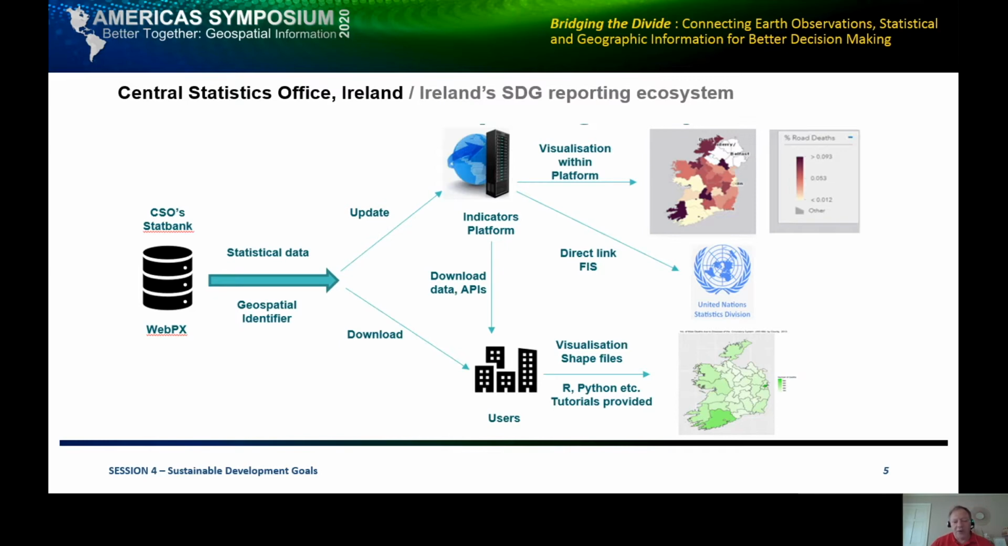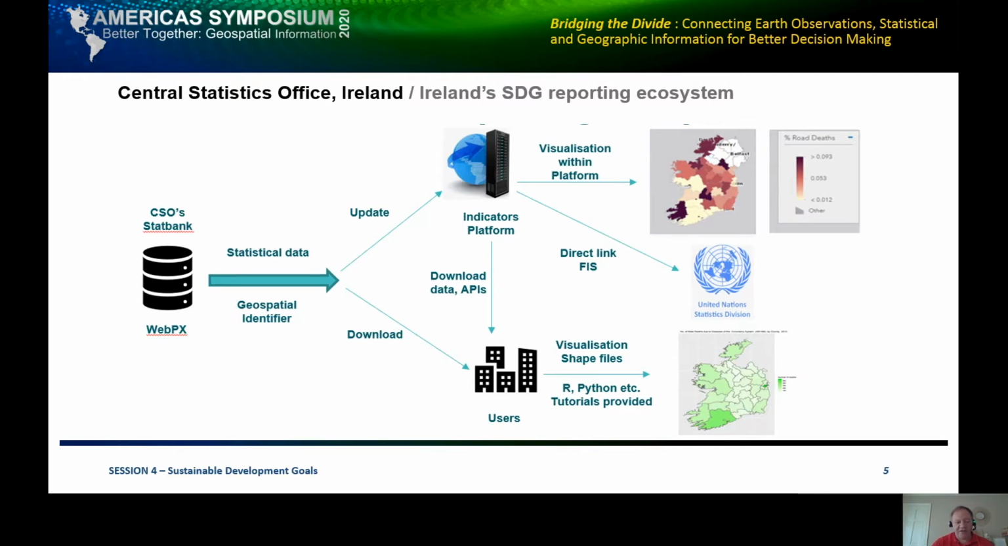This is on the OSI's, or Ordnance Survey Ireland's, GeoHive. This is a national geospatial platform, and it's built within the ArcGIS environment for visualization and download by interested parties. The visualization example here is percentage of road deaths in each of the 26 county geographies within Ireland. The Irish SDG hub is also linked directly to the UN SDG hub, following an FIS for SDG approach.